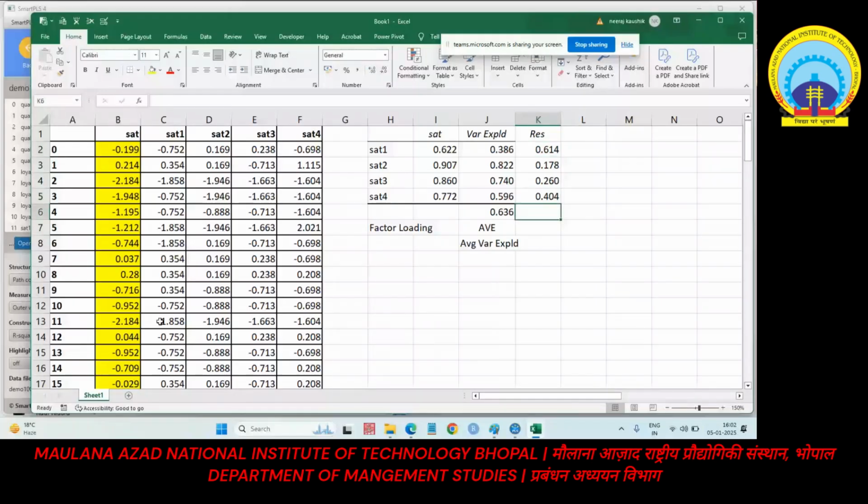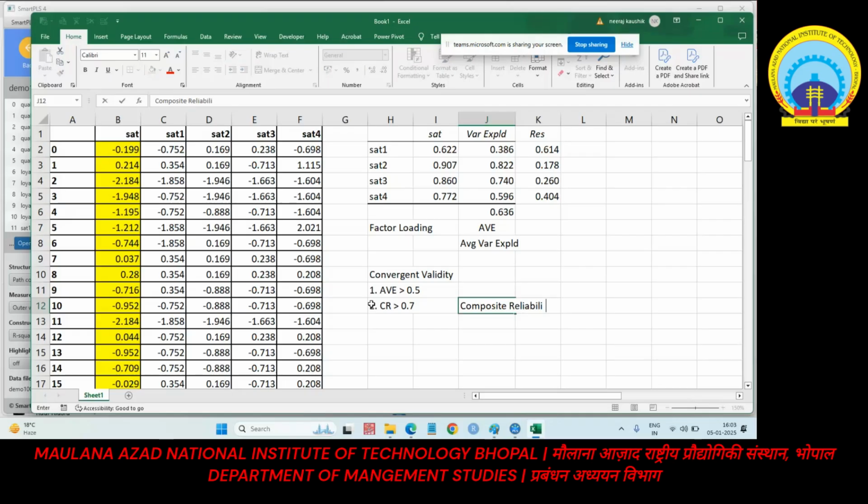what are the various things we'll look for? Number one, the 5 parameters for convergent validity. Number one, AVE should be greater than 0.5. Yes, we are okay with that. Number two, there is something called CR. It should be greater than 0.7. What is CR? CR stands for composite reliability.